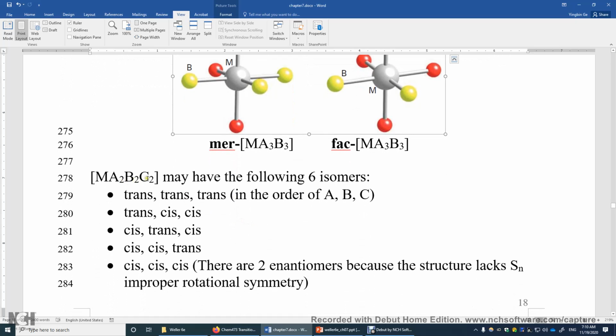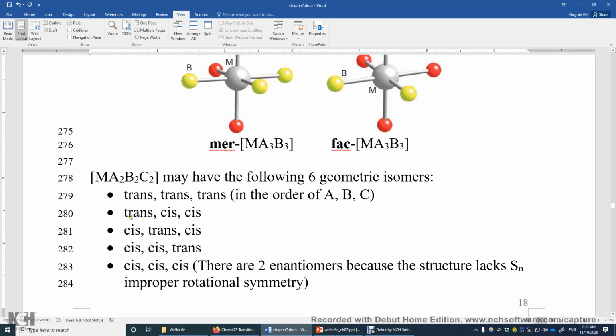What if you have 3 different kinds of ligands, A, B, and C, and you have 2 As, 2 Bs, and 2 Cs, and then we have 6 geometric isomers. We have trans, trans, trans in the order of A, B, C. That means the 2 As are on the opposite sides, the 2 Bs are also trans, the 2 Cs are also trans. And then we can have just 1 pair of identical ligands on the trans position. So in here, that means the 2 As are trans. They are on the opposite sides to the metal. And then the 2 Bs are cis, and then of course the 2 Cs will have to be cis.